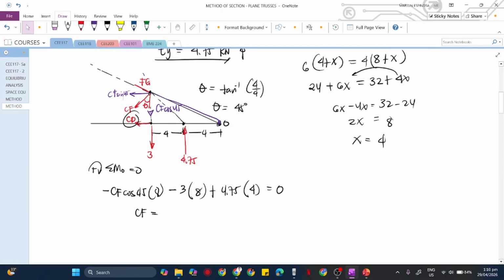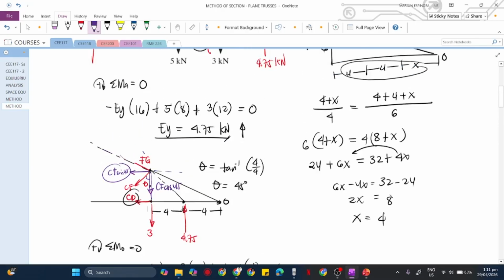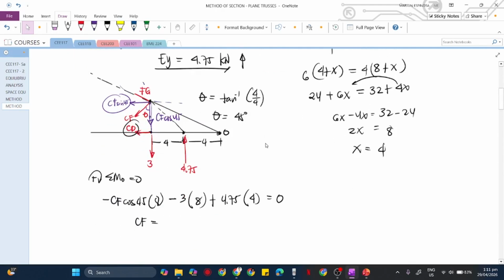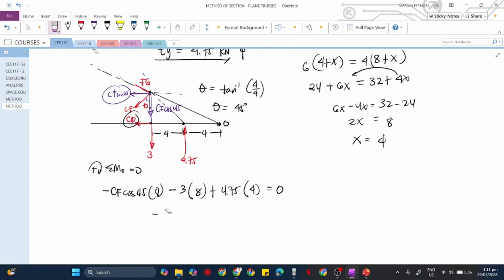So let me correct this. It also has a moment, this CF sin 45. This one is cosine 45, this one is sin 45, not along this line. So what I said earlier, that it will intersect at point O, was wrong. So for this CF sin 45, what is its distance from point O? That is 4. So we add this here, negative also, CF sin 45 times 4, minus. This is correct now. So kindly give me the value of CF. This is correct now, class.